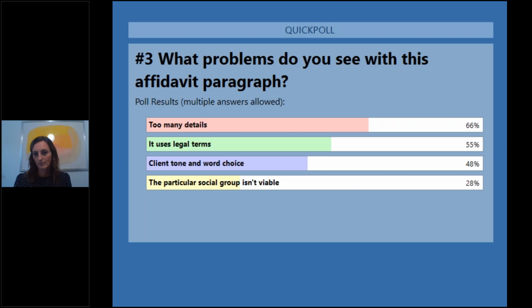And share the results here. So Rachel, 66% said too many details, 55% said it uses legal terms, 48% said client tone and word choice, and 28% said the particular social group isn't viable.